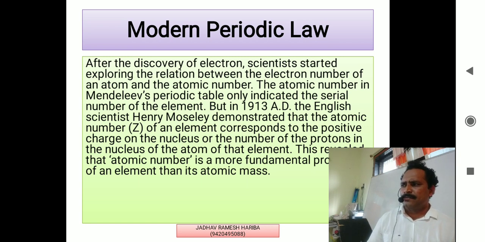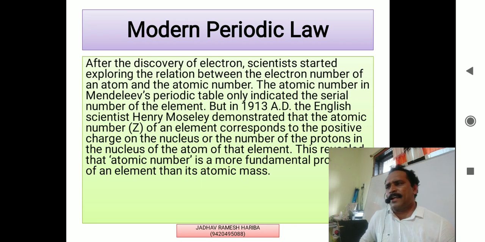As we know, the scientific world didn't know about the interior of the atom when Mendeleev put forth his classification of elements in his periodic table. But after the discovery of electrons, scientists started exploring the relation between the electron number of an atom and the atomic number.